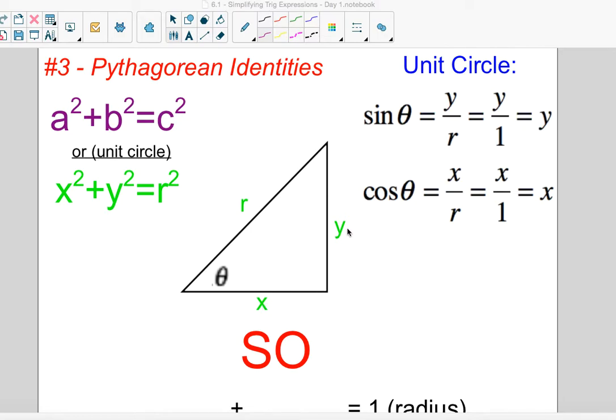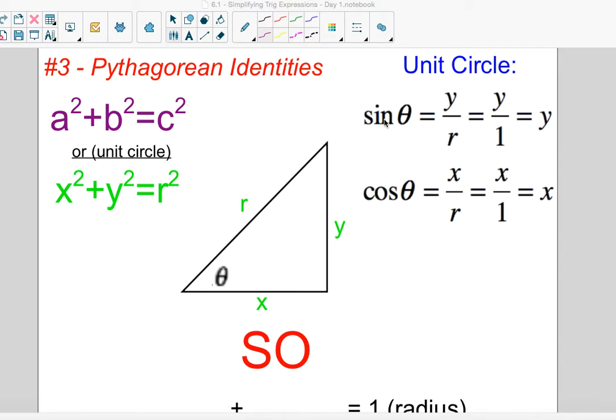X squared plus y squared, right? X and y are the two legs, r is the radius or the hypotenuse. So you have x squared plus y squared is equal to r squared. So what we want to do is relate this in terms of sine and cosine and even some of the other trig ratios that we have. But the first Pythagorean identity is just going to use sine and cosine, right?